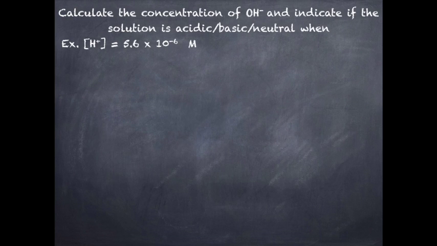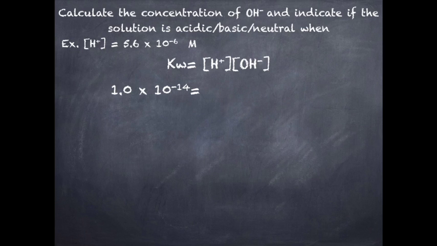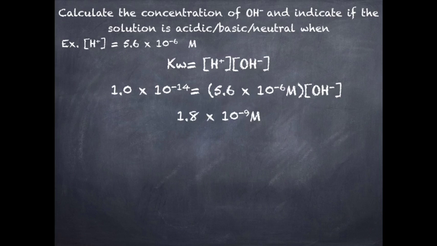So looking at this example here, it's asking us to calculate the concentration of hydroxide ions. We know the concentration of hydrogen ions, therefore we can use this formula, your ion product formula, and then just plug in the values. I know that my Kw is 1.0 times 10 to the negative 14th. I know that the concentration of H plus is 5.6 times 10 to the negative 6 molar, and so I'm just calculating for my concentration of hydroxide ions, and I find that it's 1.8 times 10 to the negative 9th molar.